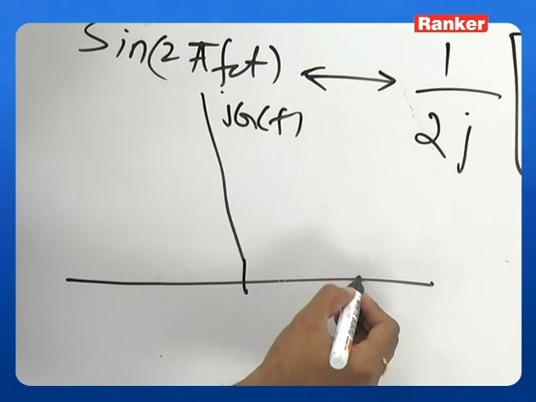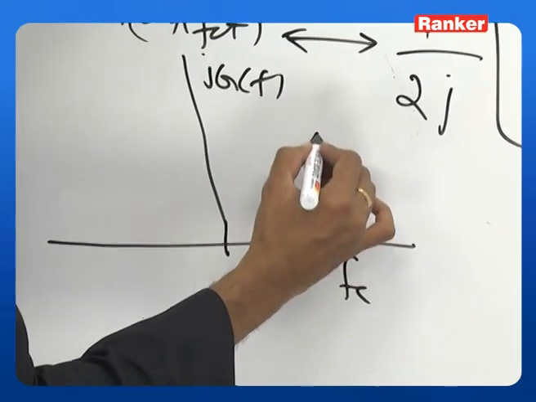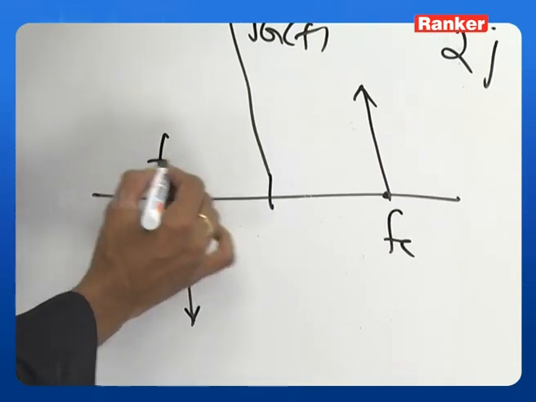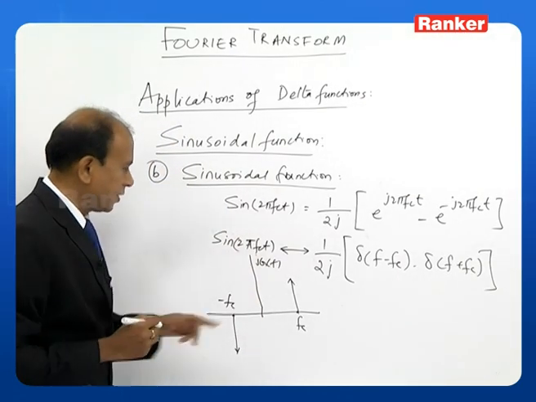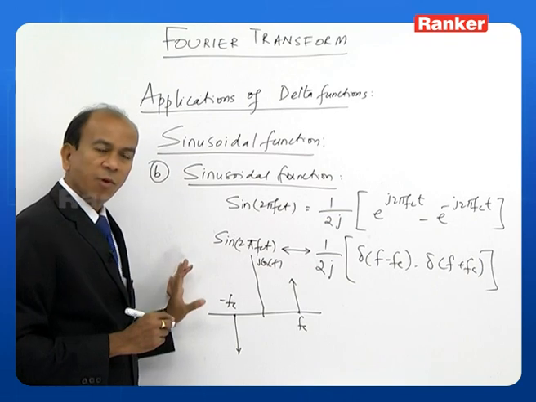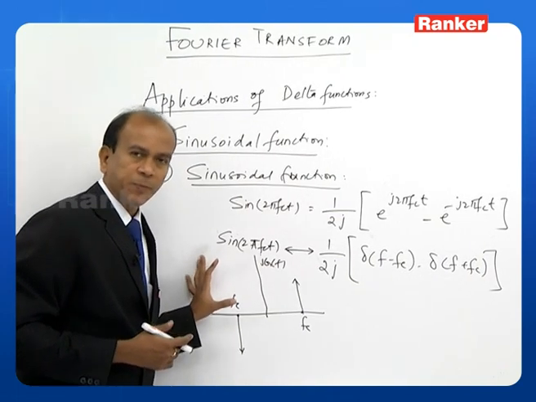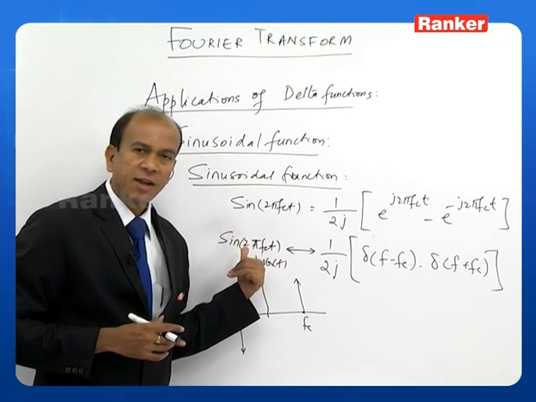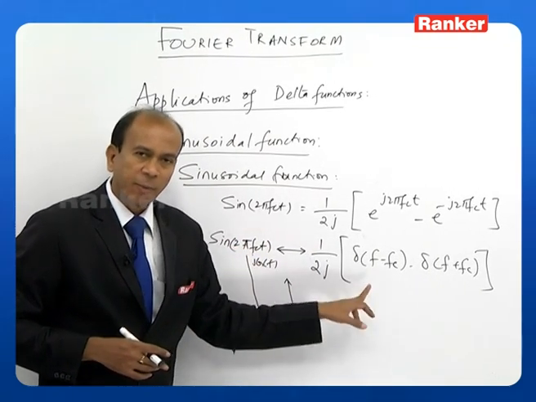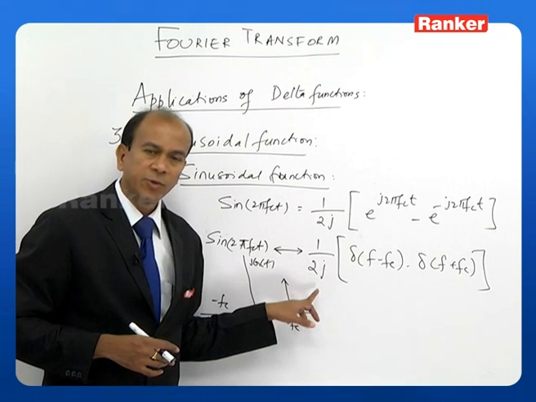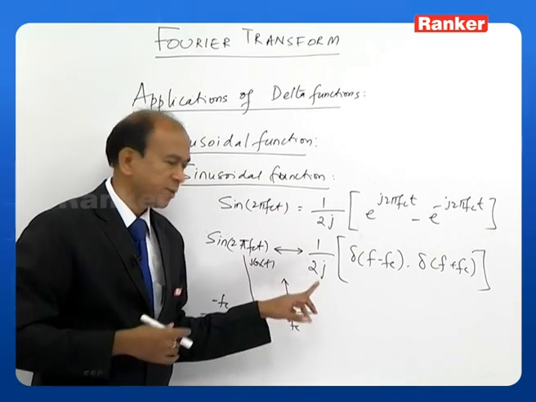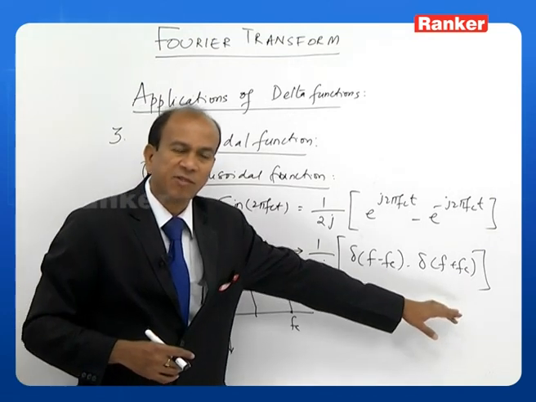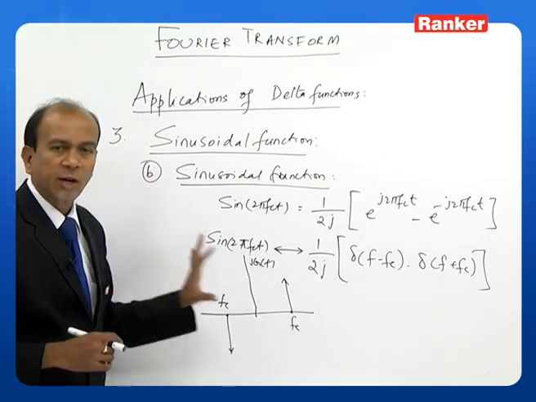Let us take this here. So, this is fc. There is a delta here, and this is minus fc. There is another delta here. So, this is the Fourier transform or spectrum of a sinusoidal function whose Fourier transform is equal to 1 by 2j times delta of f minus fc minus delta of f plus fc. So, this is how it looks like.